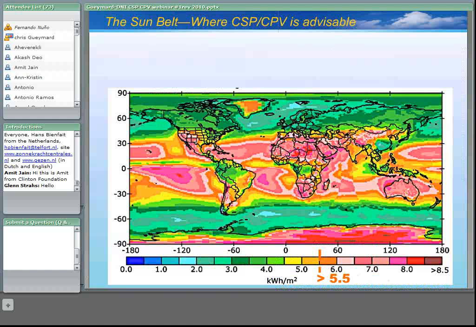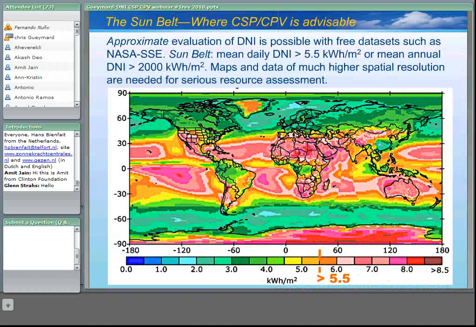Unfortunately, there are not that many perfect sites in the world. The best sites are, we call that the Sun Belt. There's no clear definition for this, but let's say that you need at least 5.5 kilowatt hours per square meter per day, which translates into a total annual of 2000 kilowatt hours. So maps of this kind, this is from NASA SSE, maps of this kind show you where your best location could be, and then you have to look into more details, of course.